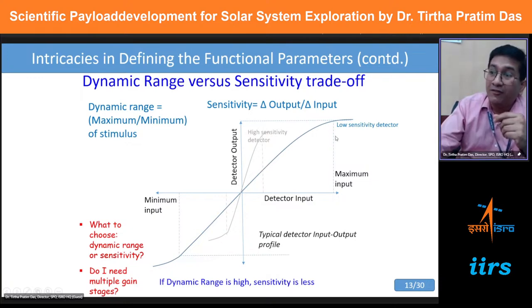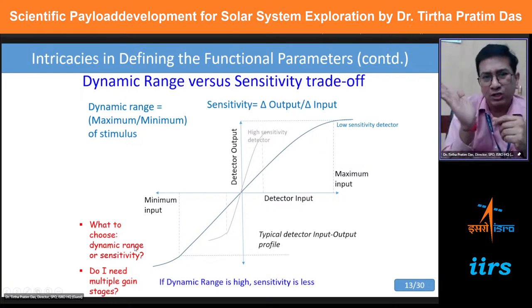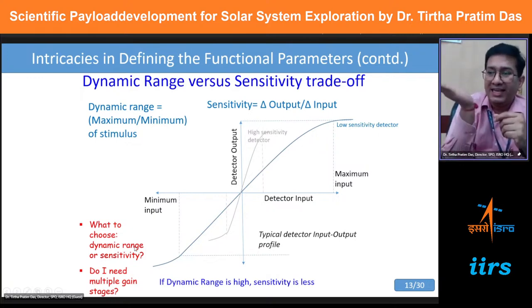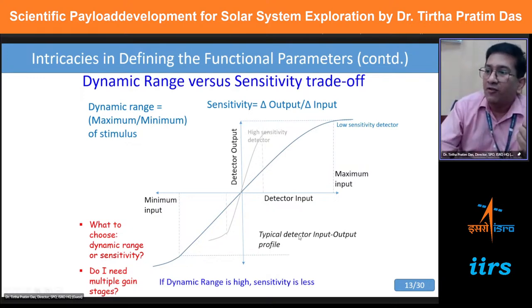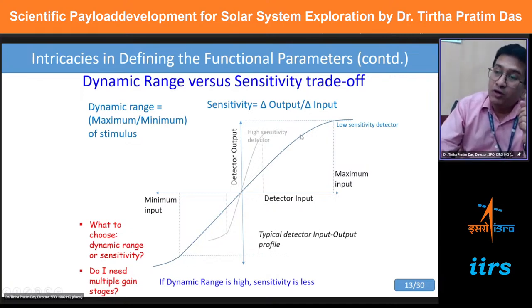So if your curve is like this, the one shown in blue color, it has a certain slope. If the slope is less, the device is less sensitive, because for a small change in the detector input, it gives you a small change in the output. But if you consider the gray color graph, which is a bit more sloped, for a small change in the detector input, you're getting a very huge detector output. So it has a high sensitivity.